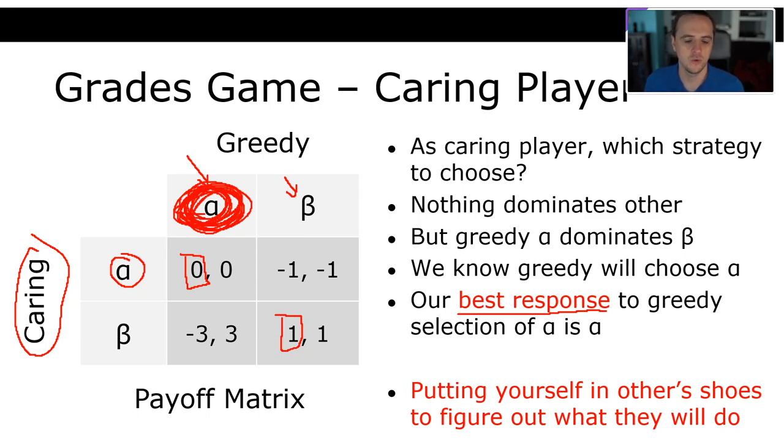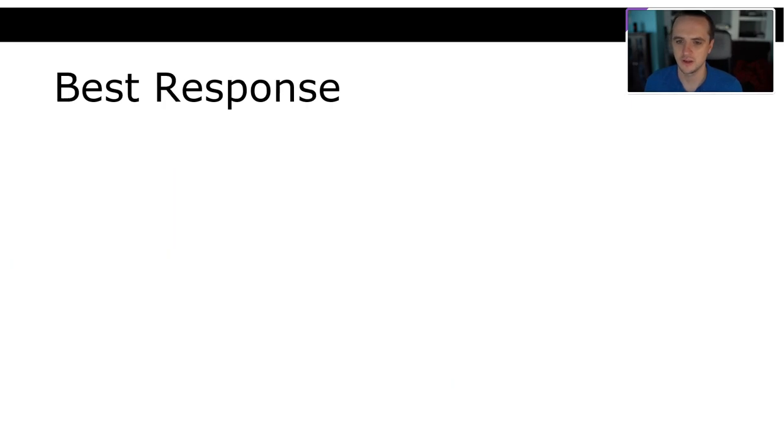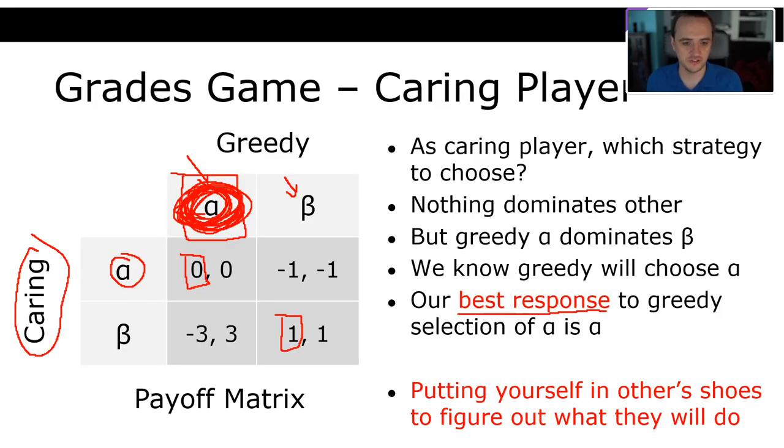There may be a dominated strategy, there may not be. And so here, we saw that, well, I wasn't really sure what to do, right? If I just look at all of my possibilities, there's no dominated strategy. But if I look at the other player and do the analysis for the greedy player, there is a dominated strategy. And so the greedy player is going to choose alpha if they're smart. And so we should choose alpha. Okay. So we talked about this best response. Given that the other person does something, I can respond to that. Okay.